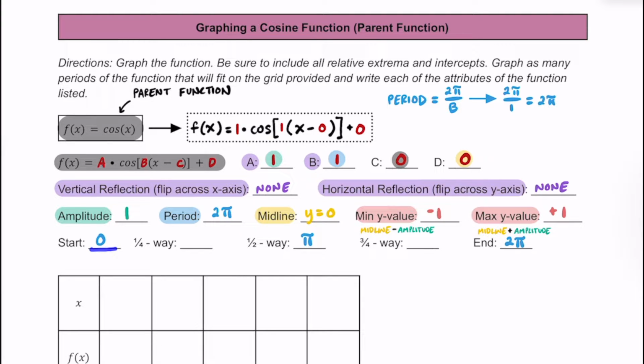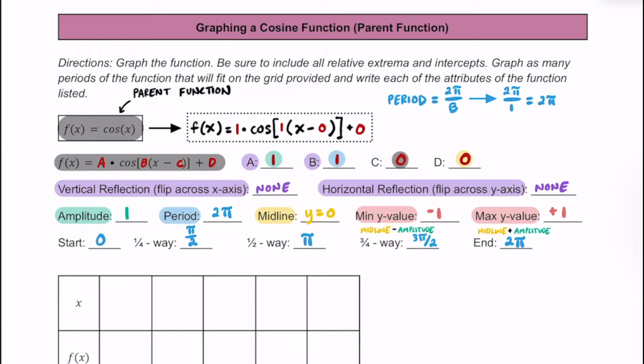So if we start at 0 and the halfway point is at pi, then a quarter of the way must be in between those. So halfway between 0 and a full pi is going to be half a pi, so pi over 2. And then halfway between a pi and 2 pi is going to be 1.5 pi, but I'm going to use an improper fraction and say it's going to be 3 pi over 2.